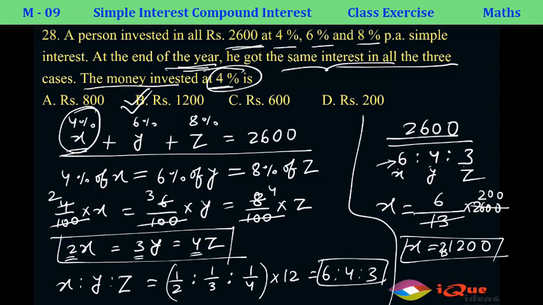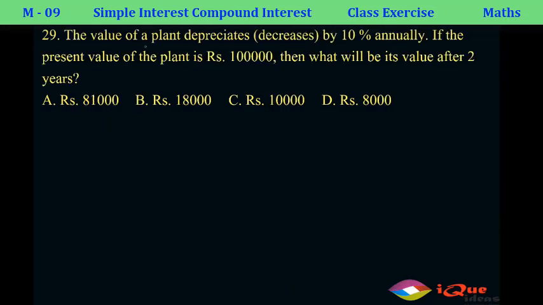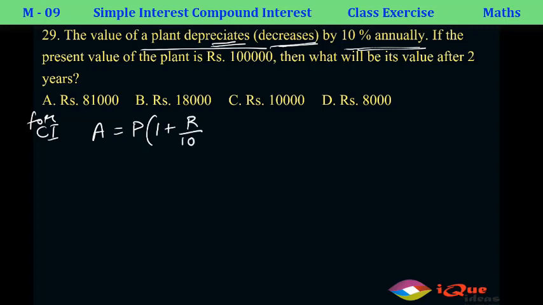Right? So this was a question which also had the concept of ratio applied into it. Alright, now let's go to the next question. Now this question says the value of a plant decreases by 10% annually. Now, whenever you come across depreciation, we have done compound interest, and in case of compound interest, the amount is equal to P into (1 plus R by 100) to the power N.